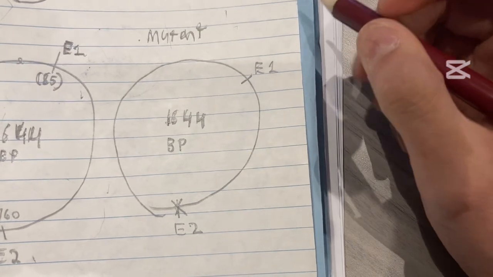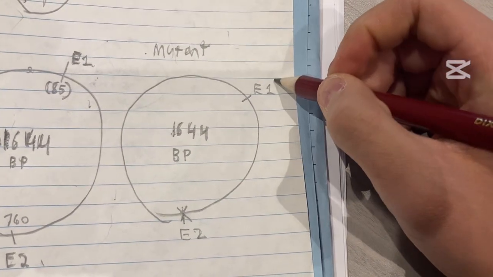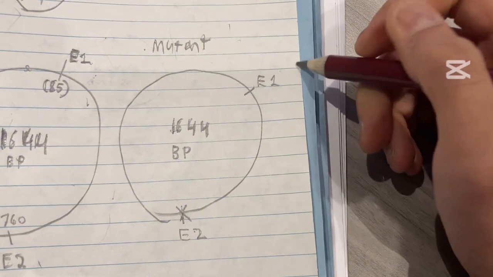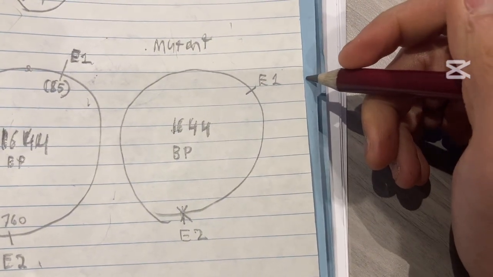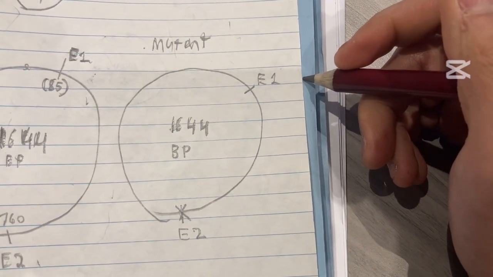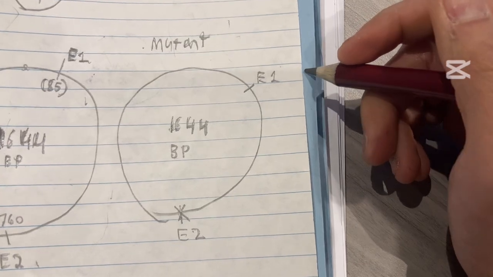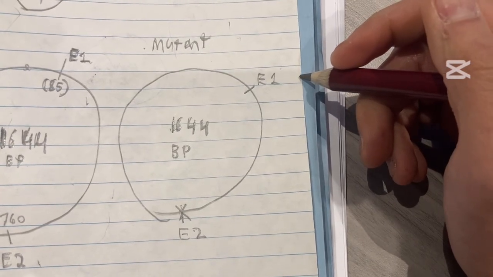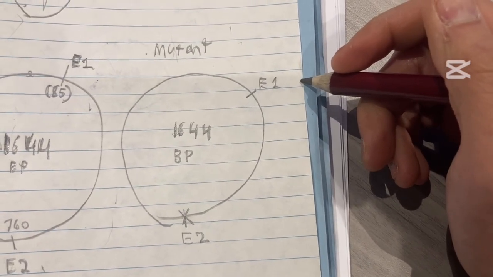So let's say enzyme 2 doesn't cut. What fragment length will you get here? Well, simple. Enzyme 1 will still cut, but enzyme 2 won't. So you'll just get one long straight strand of 1,644 base pair DNA.